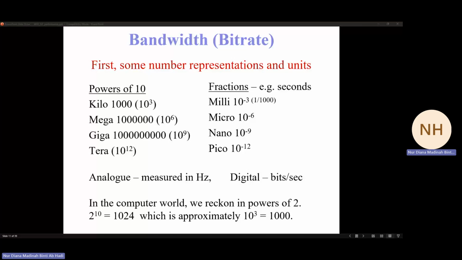Just now I mentioned analog and digital, right? So data can be analog, can be digital. For example, your sound. The normal human sound is considered analog, but the sound produced by computers is known as digital. Analog is usually measured using hertz, while digital is bits per second. In the computer world, we reckon in the powers of 2. So 2 to the power of 10 is approximately 10 to the power of 3.